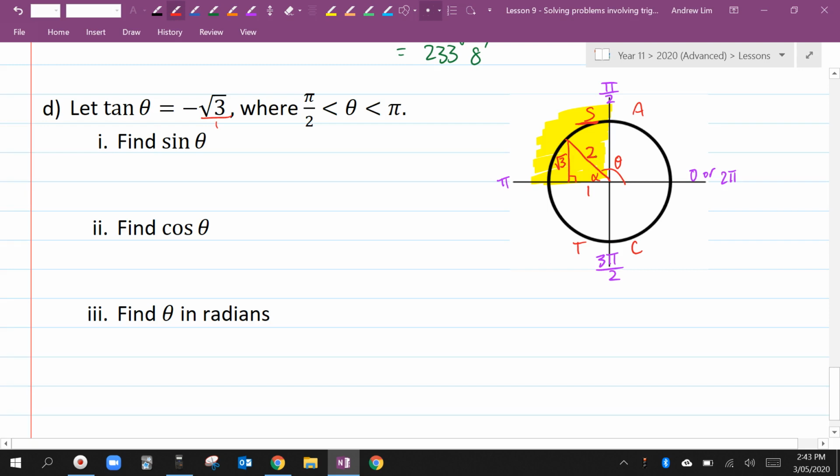So sine of theta. In this quadrant, sine of theta is equal to sine of alpha. It's positive. What's sine of alpha? It is root 3 on 2. What's cos of theta? Cos of theta is going to be negative cos of alpha. Again, because only sine is positive. Therefore, we've got negative cos of alpha is half.